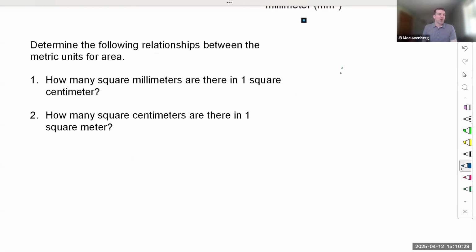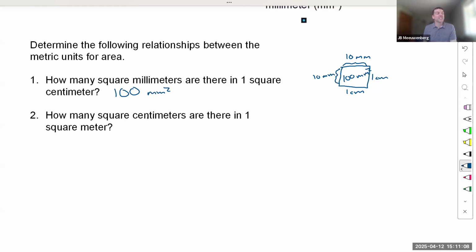So let's draw it. If we have a square and we have a square centimeter, that means that there is a centimeter on both sides. Hopefully you remember that a centimeter is the same as 10 millimeters. So if we have a square that measures a centimeter on each side, that's the same as 10 millimeters. That means this square could be broken up into 100 square millimeters. So the answer to question 1 is 100 square millimeters.